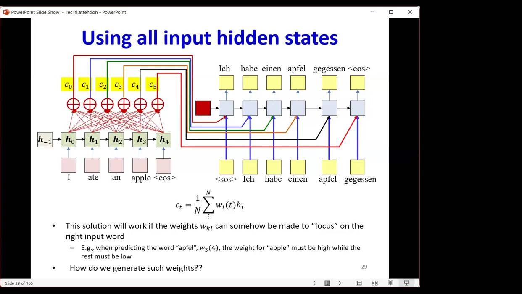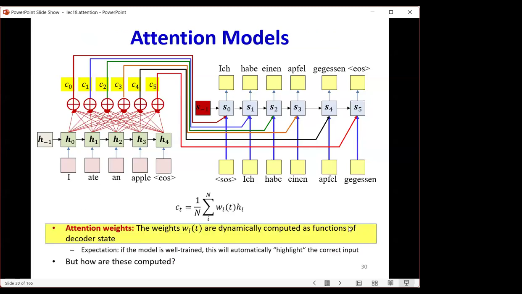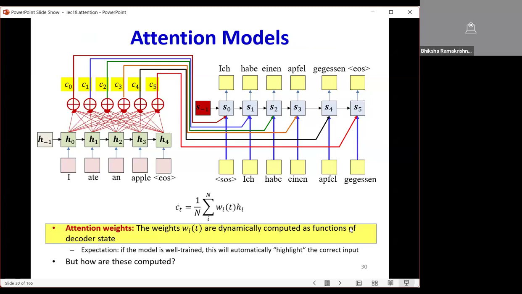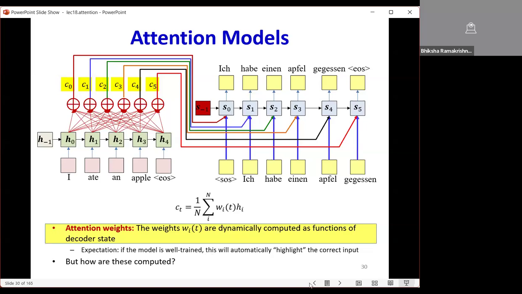Because the weight is of the hidden state, which is respective of the particular item in the input. So now you answer this question: how would we generate such weights? Clearly, these weights cannot be fixed, right? The weights must be dynamically computed for this to work. And the expectation is that if the model is well trained, this will automatically highlight the correct input. And so that's what we're going to figure out.